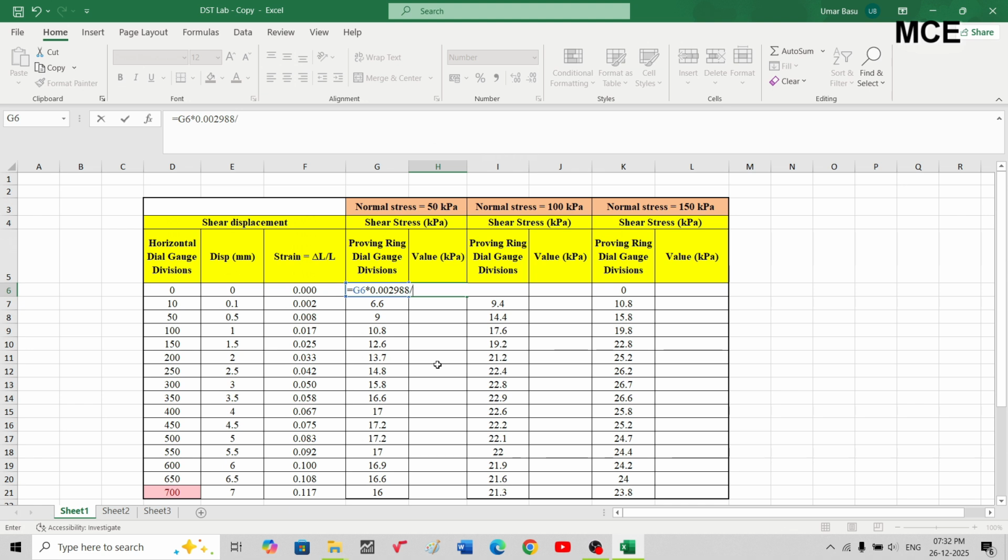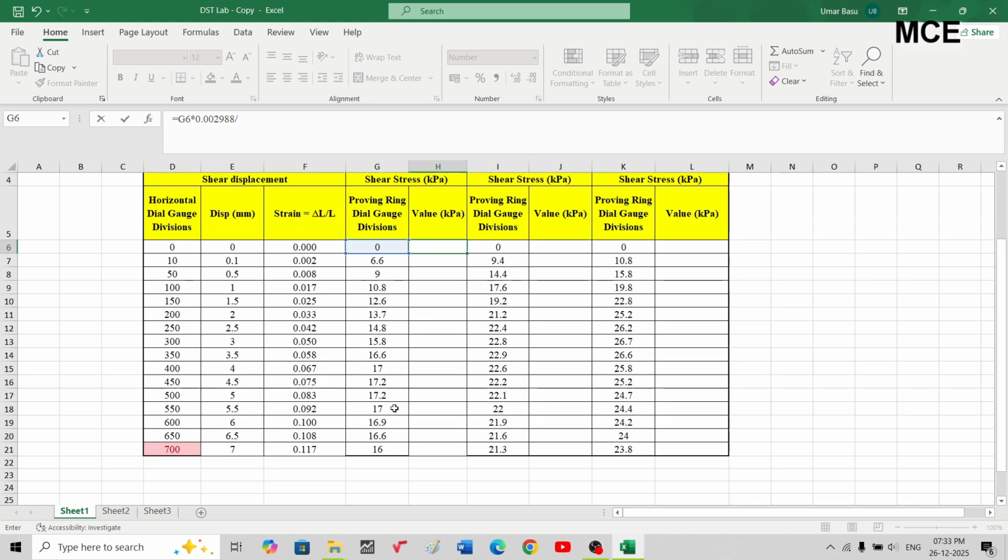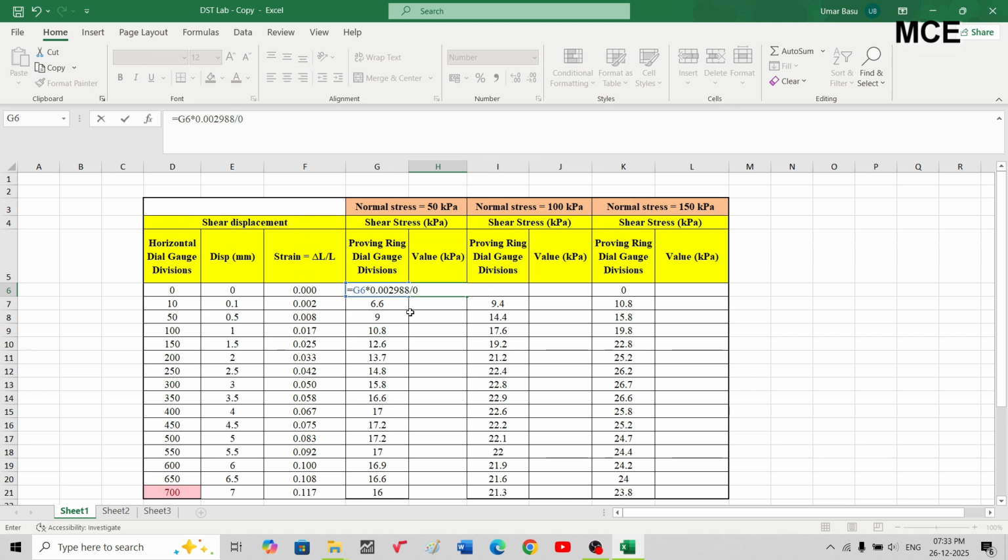But if I divide that force by the plan or cross-sectional area, I will get the shear stress in kilopascal. Okay, so the sample area is 0.0036 meter square. So simply divide it by 0.0036, press enter, and it will give the value of the force in kilopascal.